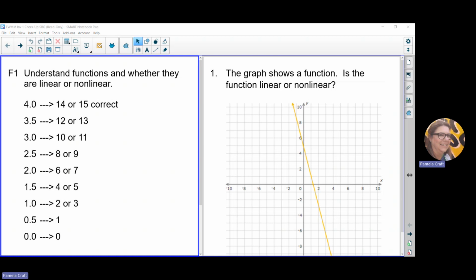Sorry. Trying to get this off. Thank you. So that I can see the whole picture.